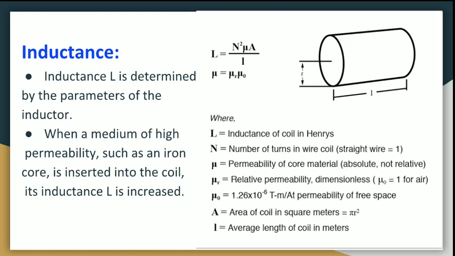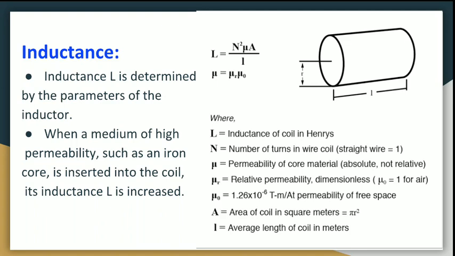Inductance. Inductance is determined by the parameters of the inductor. L is equal to N square mu A by l. Mu can be written as mu r and mu naught. L is equal to inductance of coil, which is in Henrys.